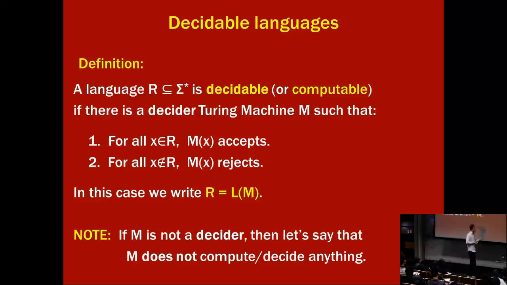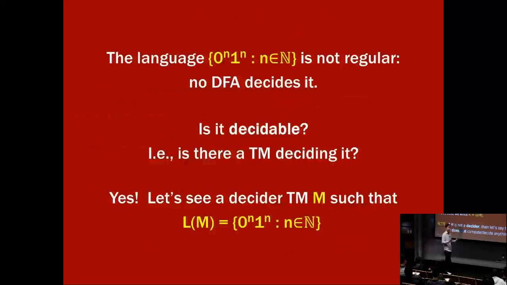Okay, and we use the same notation as for DFAs. If we have a decider Turing machine, M, then L of M means the language of all strings that it accepts. Sometimes in textbooks, they'll still define L of M to be all the strings that a Turing machine halts and accepts on, even if it's not a decider. But let's not do that. Let's really say that if M can ever get into an infinite loop, if it's not a decider, then we don't say it computes anything. Okay? So that's why when we're designing Turing machines, we always want to make sure that they always halt.